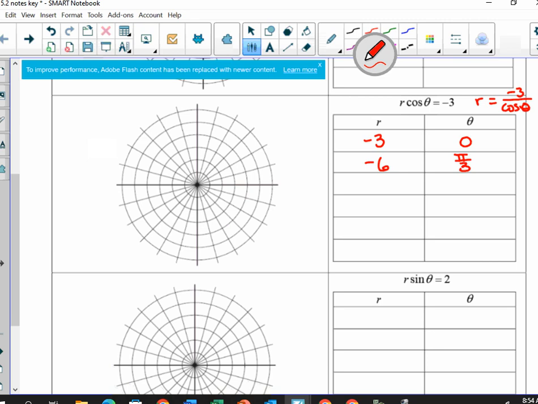Let's do, what do I want to do? How about 2 pi over 3? How about that?